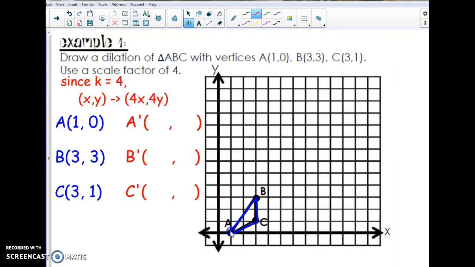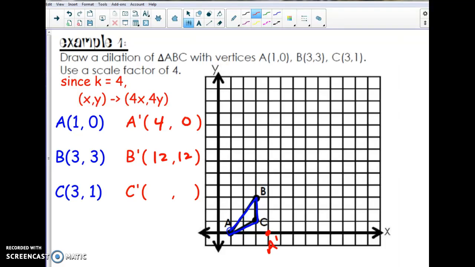4 times 1 is 4, right? Be careful, what's 4 times 0? Still 0. So that means your image for A prime is going to be way over here instead. Okay? It's 4 times farther away than it was. What happens when you multiply (3, 3) by 4? Yeah, you're going to have to plot this point at (12, 12).